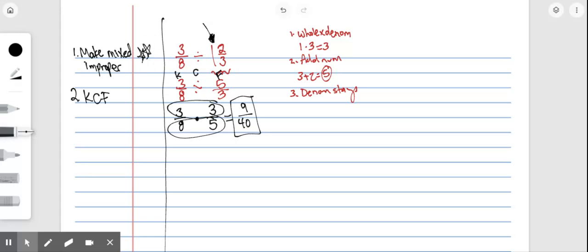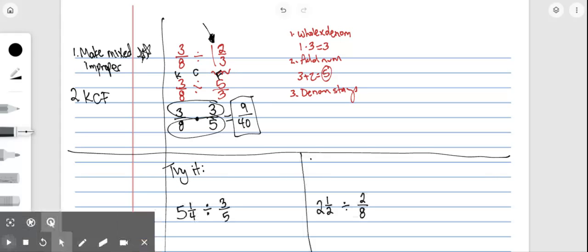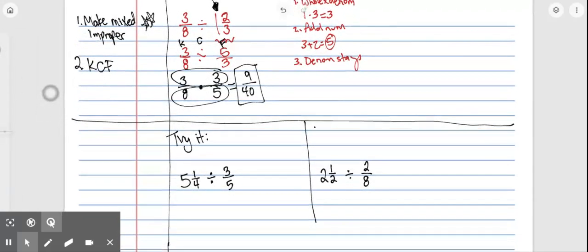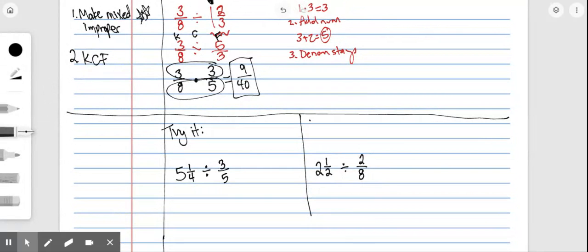Okay? So I'm going to give you 2 try-its where you are supposed to do this. I've got 5 1/4 divided by 3/5 and 2 1/2 divided by 2/8. So take a minute, pause this video, and try both of those problems. Again, pause the video and then try those 2 problems. Use the steps.